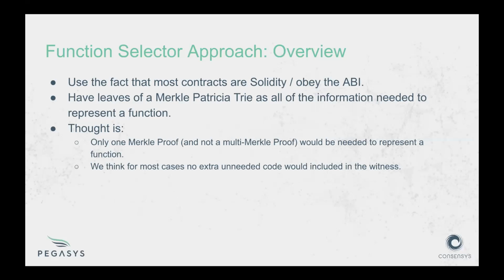The thought is that only having to do a single Merkle proof might actually be smaller than a multi-Merkle proof. You're only going to have to send one Merkle proof because you're only sending one leaf. So that should be smaller, maybe, but I guess we need to prove that out. In particular, you should probably on average be sending less code, though, as you'll see later, there are circumstances when other methodologies may end up sending less unneeded code.